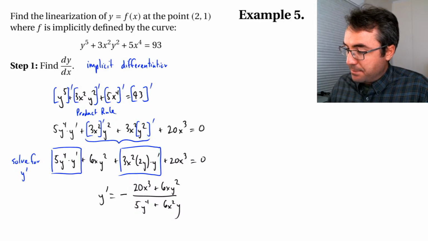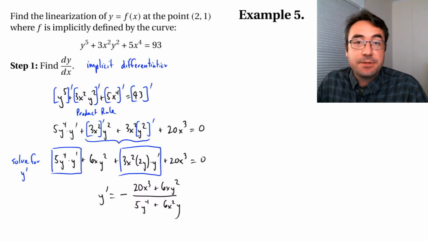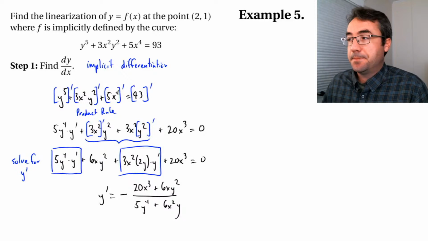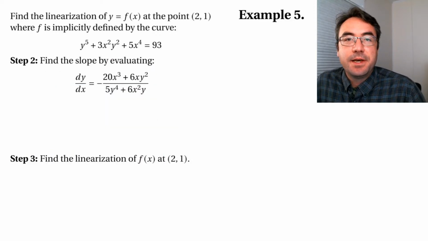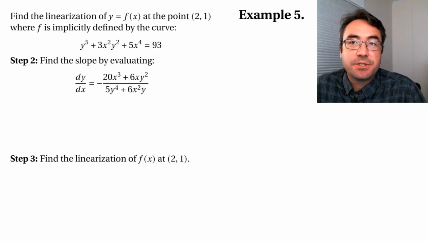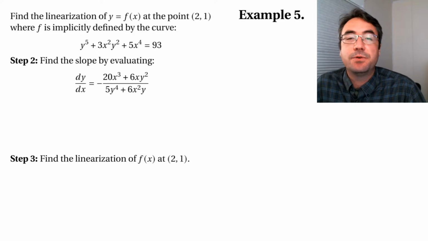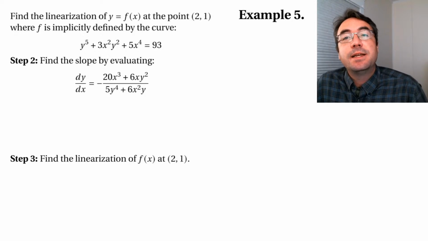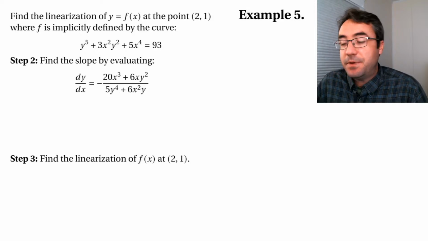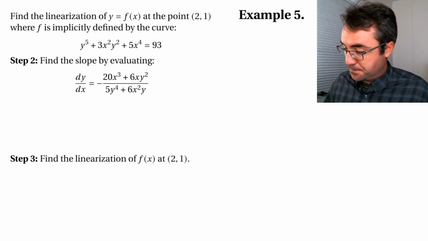So in step 2, we're going to use that to calculate our slope. This should start feeling familiar, as the exam question on the last exam was very similar to this. You had to calculate the derivative, and then you had to evaluate it at the point to find the slope of the tangent line. So that's what we're doing in step 2. Step 1, we found the derivative. There it is.